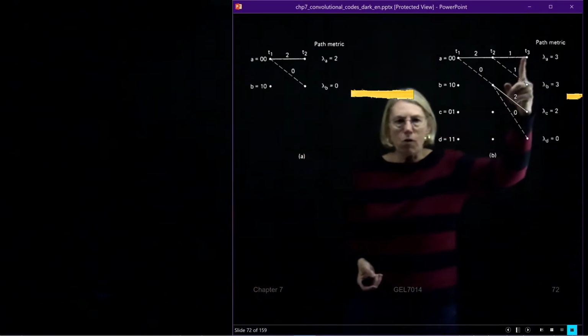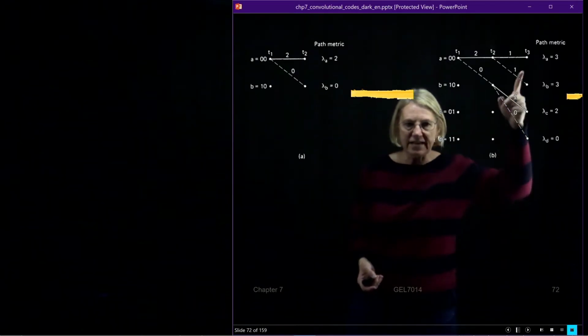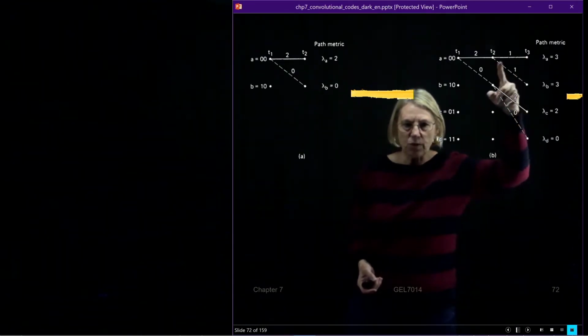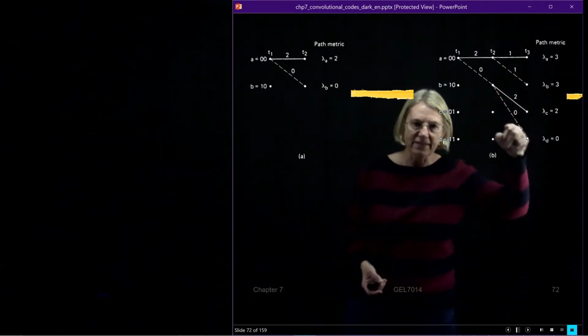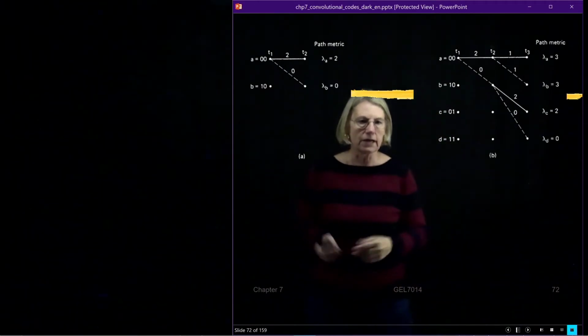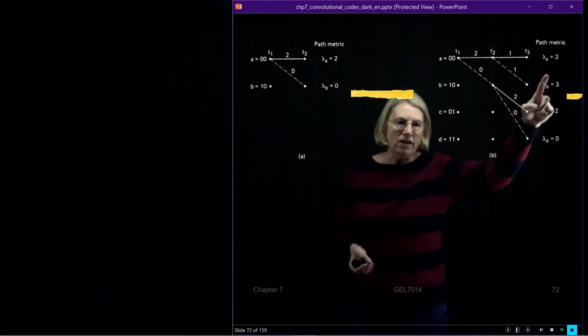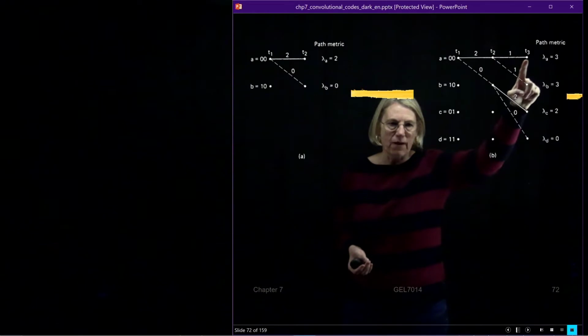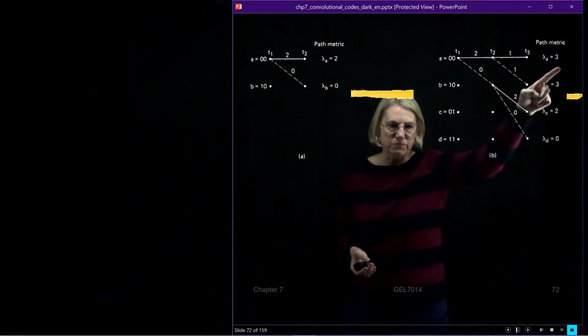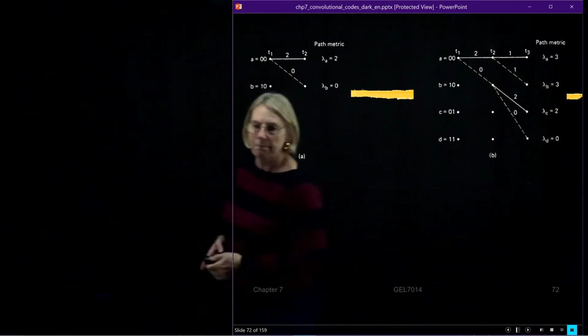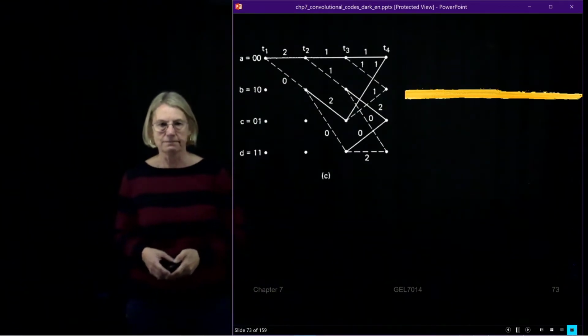Now there are 4 possible states at the end of time 3, but again, each one of them only has one possible path coming into them, so there's no ambiguity here. And again, I can calculate what are the path metrics. If I arrive here, it's going to be 2 plus 1, it gives me 3. So I can build my path metrics for this case.